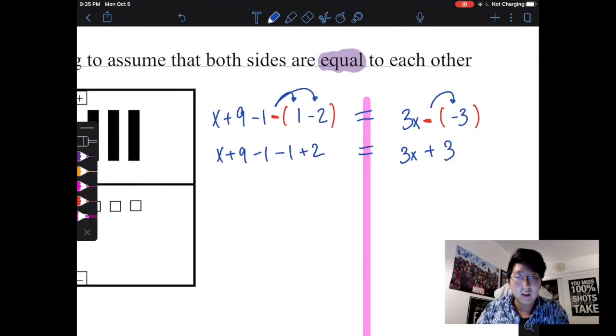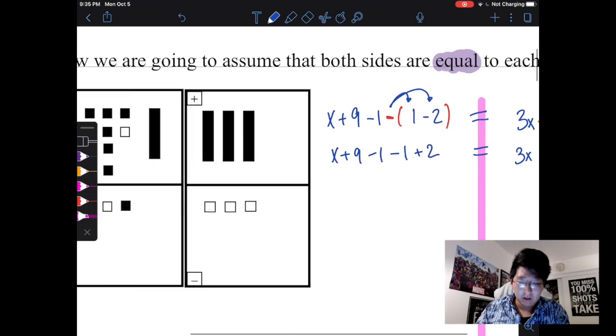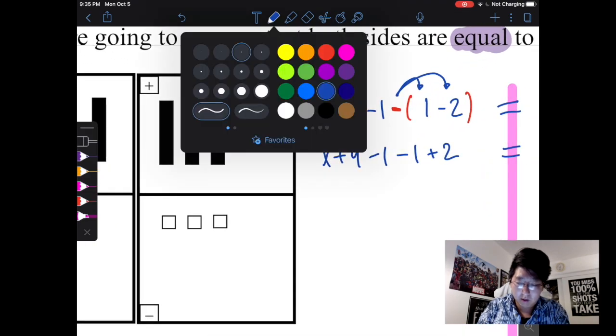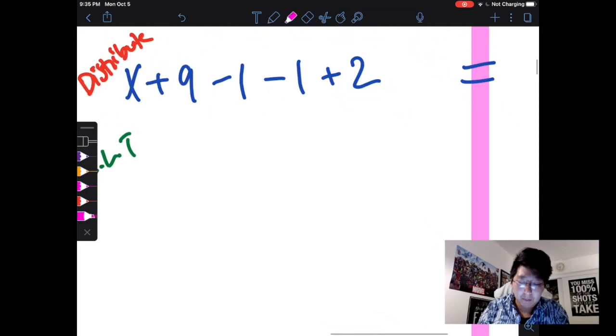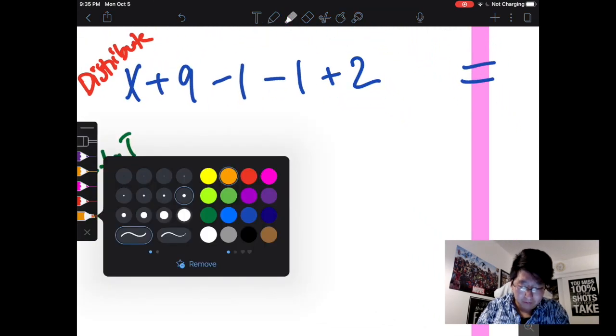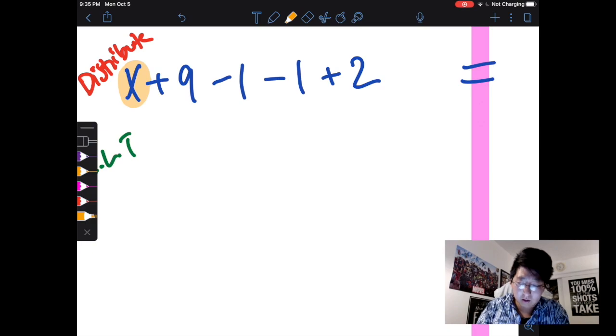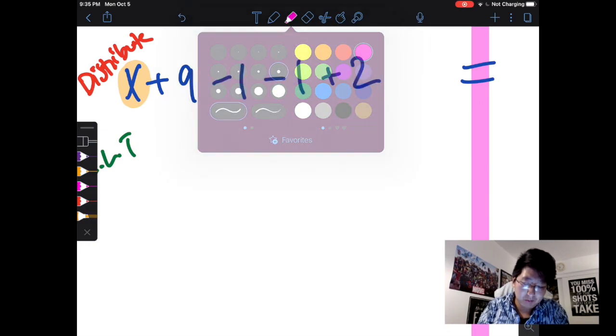So don't forget, the left side equals the right side. Now that we distributed, and we'll write that in red, distribute. Next step we're going to do is combine like terms, CLT. So I'm going to highlight all the x's in orange and all the unit tiles, let's use pink.